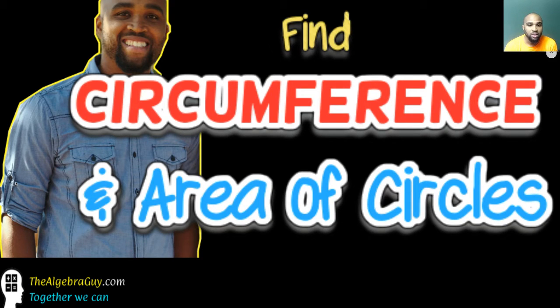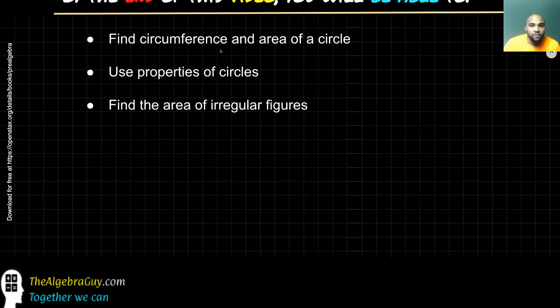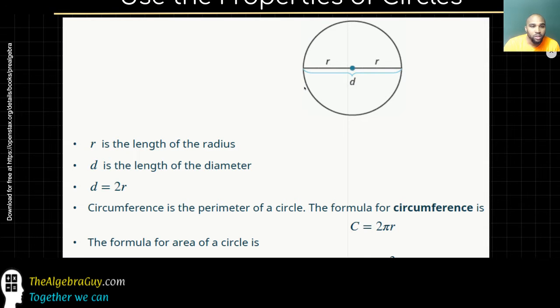Today, our lesson is discussing finding circumference and area of a circle. So let's jump right into it. By the end of this video, you'll be able to find circumference and area of a circle, use the properties of circles, and find the area of irregular figures as well. So let's start with some basic properties of a circle.